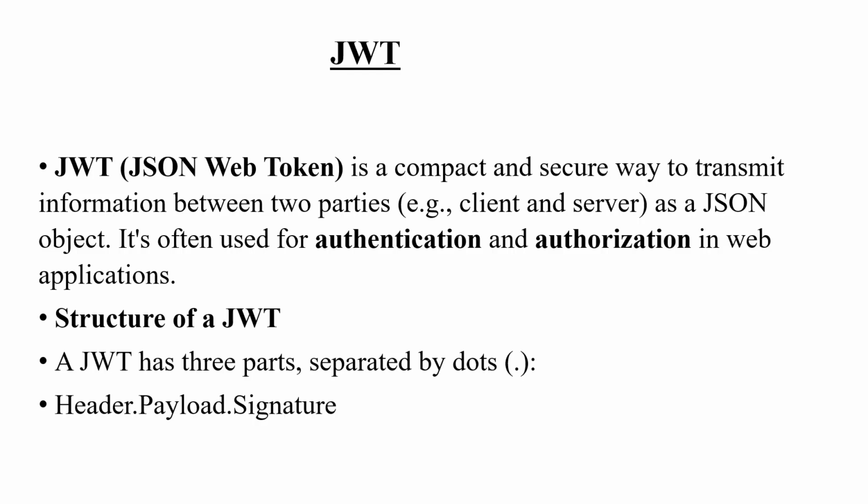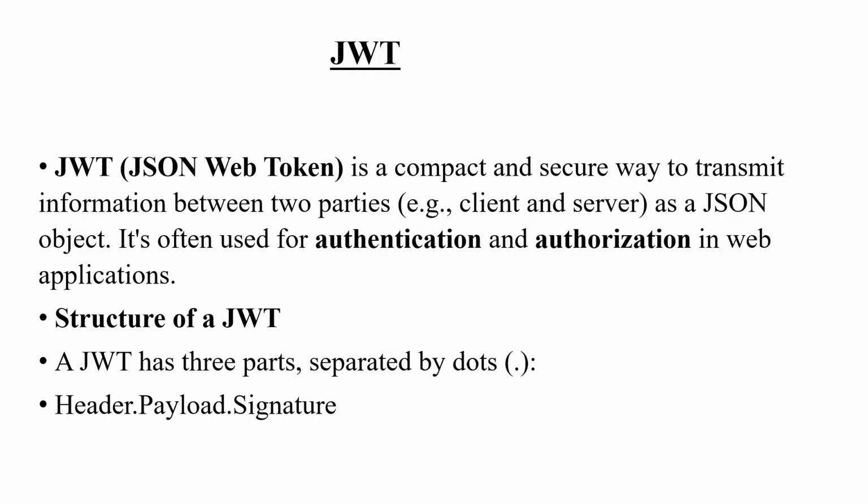JWT solved this by removing the need for server-side session storage. Instead, the user carries their authentication information in a secure token that can be verified without a database lookup. So JWT basically is a compact and secure way to transmit information between two parties, e.g. client and server, as a JSON object. It is often used for authentication and authorization in web applications.